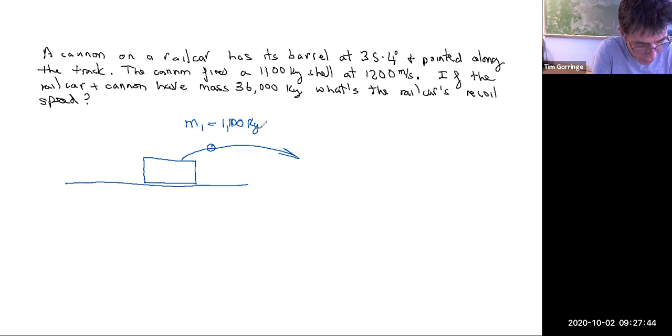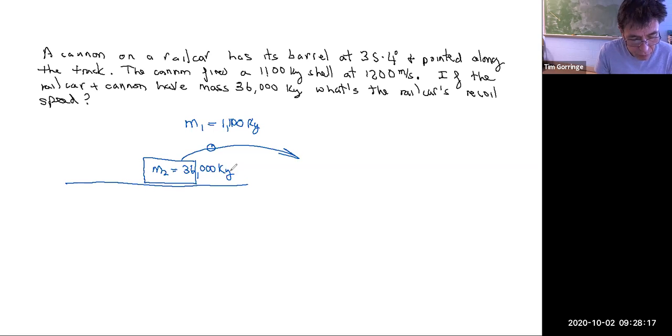And I also know the mass of the rail car and cannon. I'm going to call that M2. And it's 36,000 kilograms. So it's much heavier than the shell. Like the gun is much heavier than the bullet, the cannon rail car is much heavier than the shell. So those are the two masses we know.